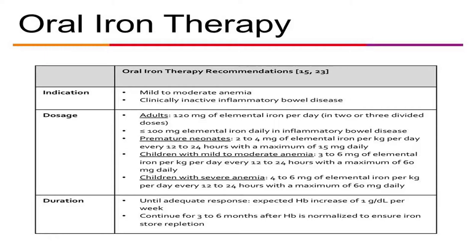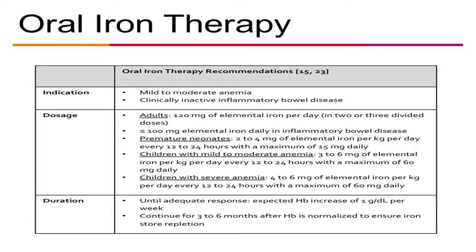So when do we expect to see a response? If the patient is responding, we expect a 1 gram increase per week, and reticulocytes would be expected to increase after 7 days of giving the oral iron. You shouldn't overlook that the continuation of oral iron does not stop with the normalization of the hemoglobin level. It should go beyond normalization, up to 3 to 6 months.